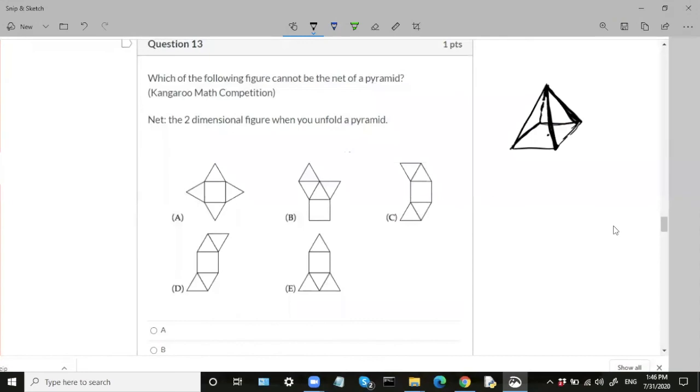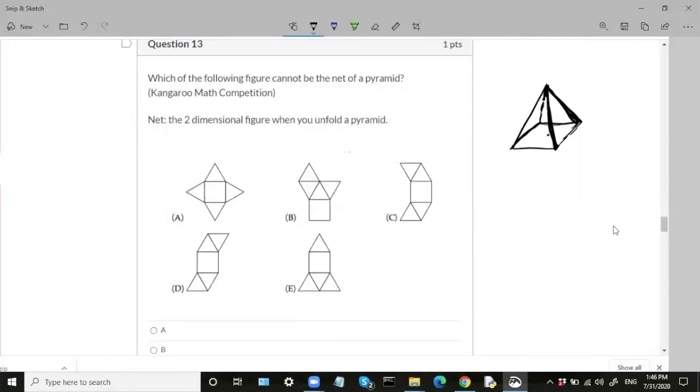Problem 13, which of the following figures cannot be the net of a pyramid? So what is the net? The net is a two-dimensional figure when you unfold a pyramid. So we look at these nets, we can know this pyramid has a square as a base. Okay, so I draw this pyramid here in 3D. Okay, so let's just check which one actually cannot be the net of this pyramid.